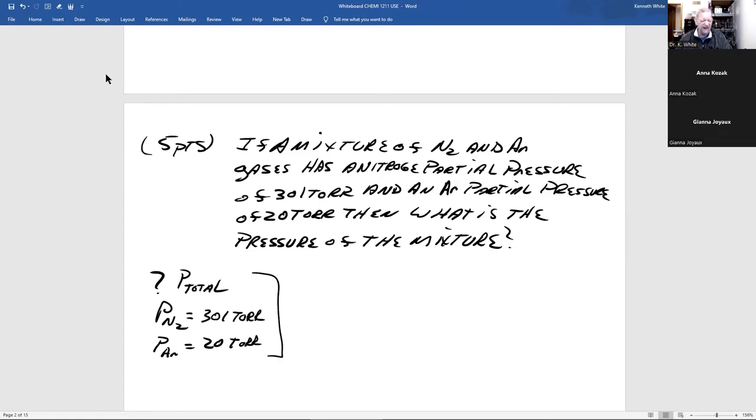Once you've figured that out, you don't have to look back here. Notice we're being asked to find a total pressure and we're given partial pressures. As soon as you see the words partial pressure, you know you should use Dalton's law of partial pressures. In this case, P total equals the sum of the partial pressures, P nitrogen plus P argon, and that's 301 torr plus 20 torr.